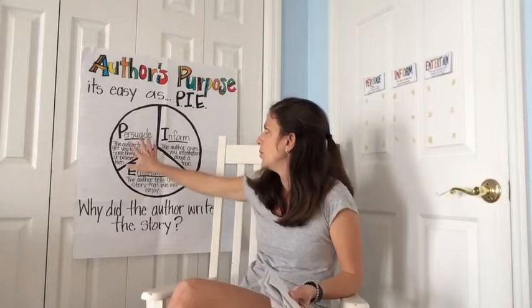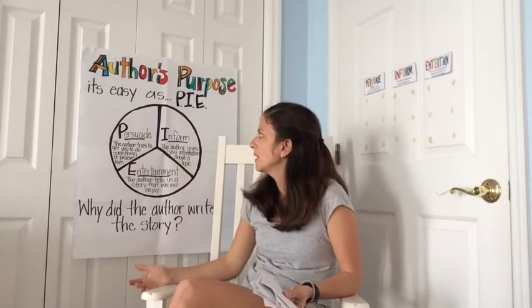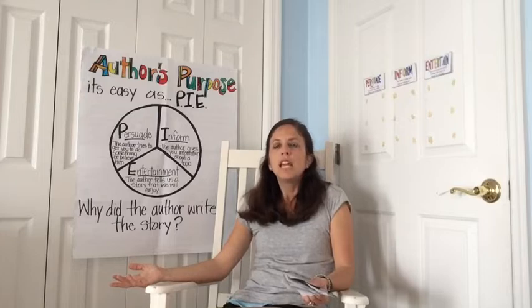So let's review what persuade means. Persuade means that the author is trying to get you to believe something or trying to get you to do something. Inform means that the author wrote the text to give you information about something. So that's where our nonfiction text would belong in that category. And entertainment is the author tells us a story that we will enjoy. So that's when you think about you're reading for fun. When you read those fantasies, fairy tales, fiction stories, those stories are all in the entertainment piece of the pie.